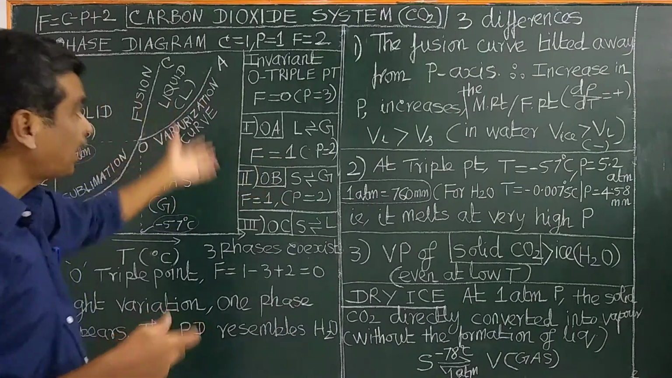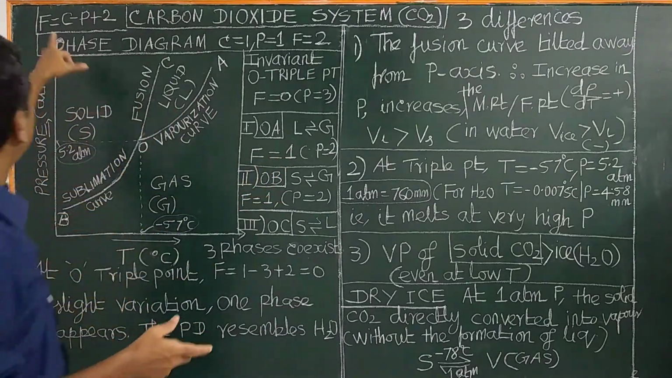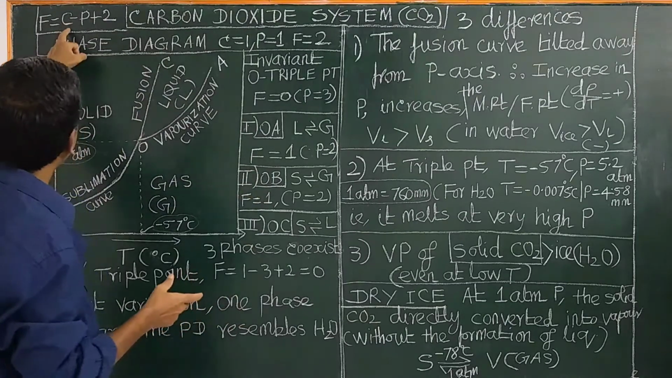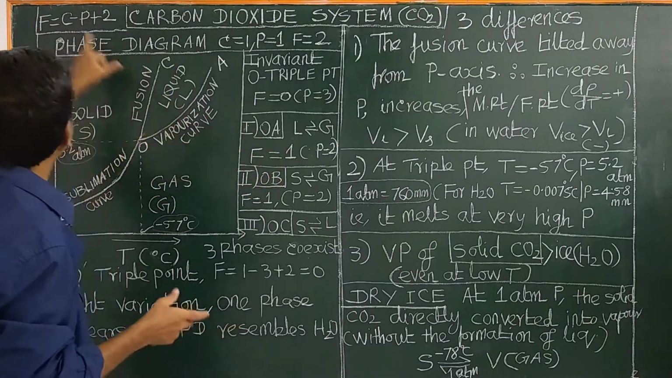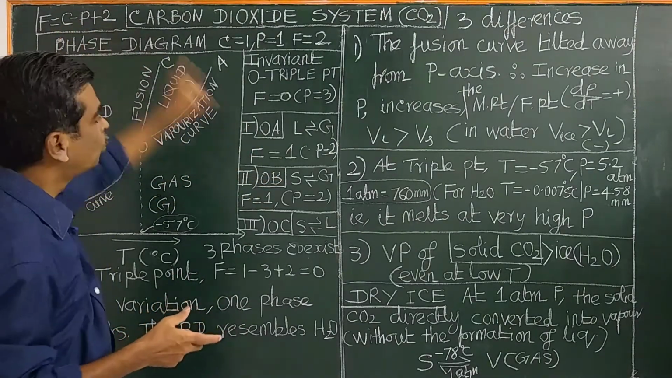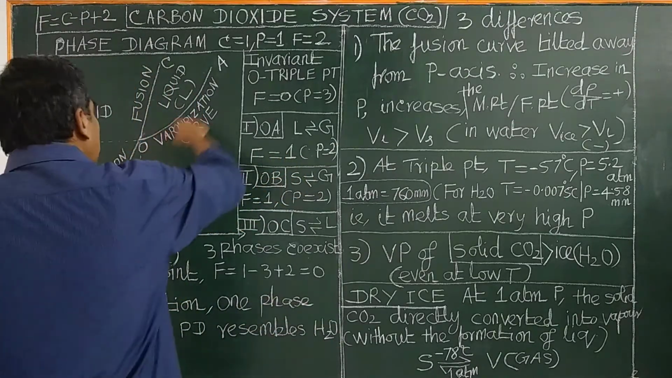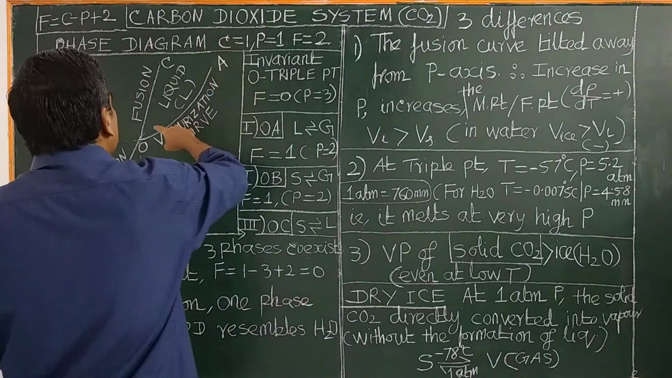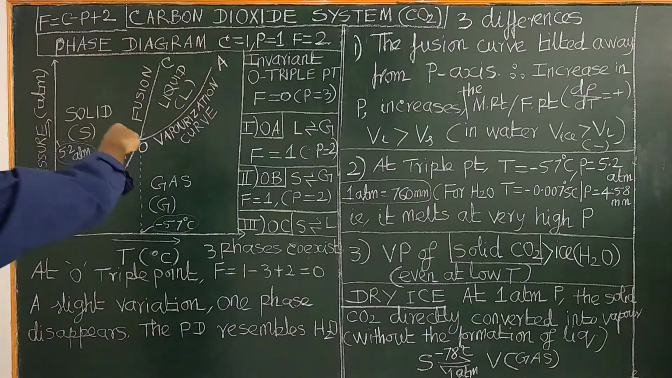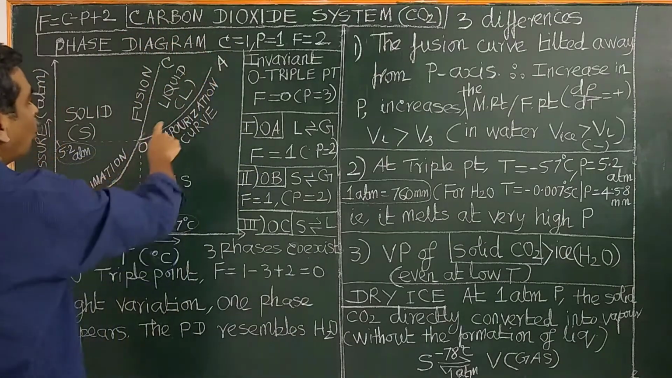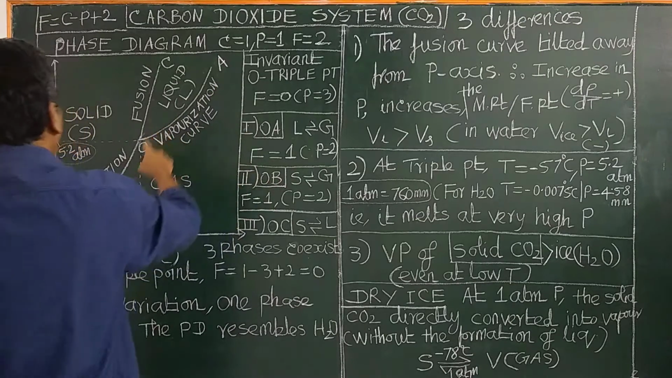And we can apply the phase rule. F equal to C minus P plus 2, there are 2 phases, therefore 1 minus 2 plus 2, that is 1. Therefore, the degree of freedom is equal to 1. This is univariant along the curve. The equilibrium system is univariant along the curve OA. Okay, next, the OB curve.